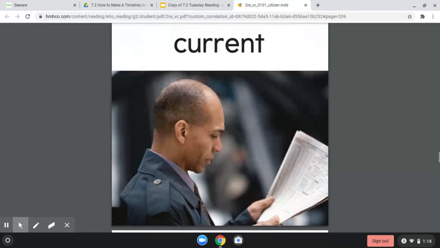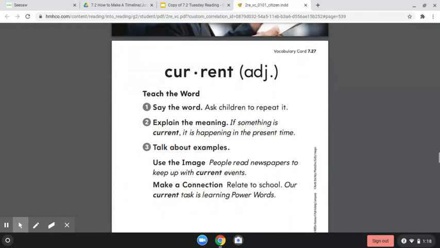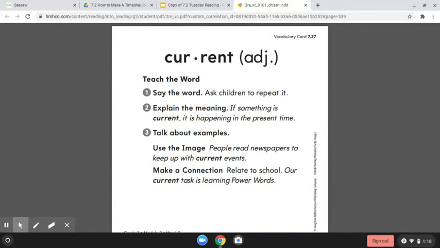And this is current. Current is an adjective, so let's say it together. Current. If something is current, it's happening in the present time, so it's happening now. And people read newspapers to keep up with current events, or they watch the news to find out what's going on.